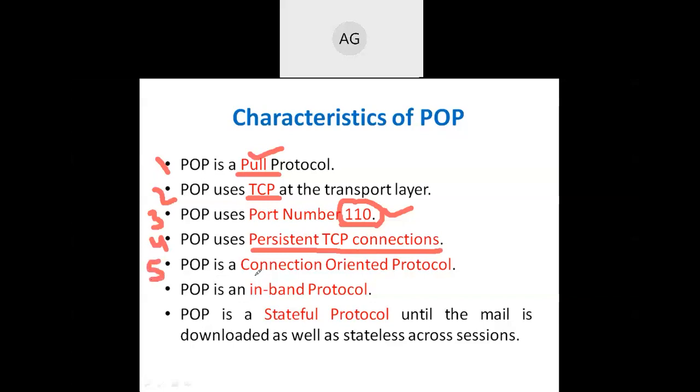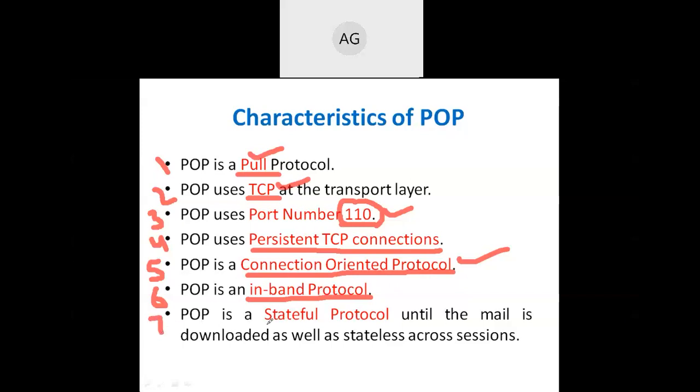The next point is POP is a connection oriented protocol. So whenever TCP comes in the picture, that type of protocol is an example of connection oriented protocols. The next point is POP is an in-band protocol. All the history of the protocol basically lies at the operating system itself. So that's why this protocol is also an example of in-band protocol.